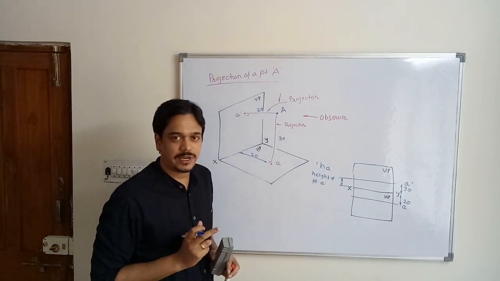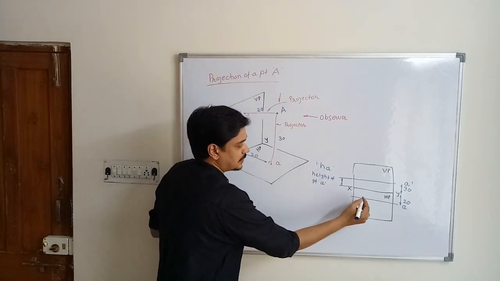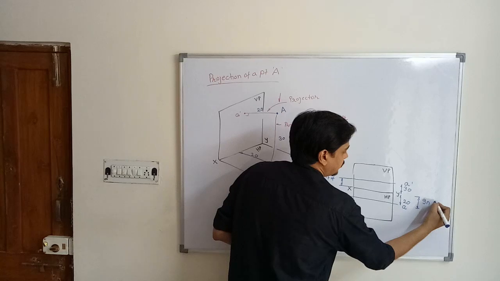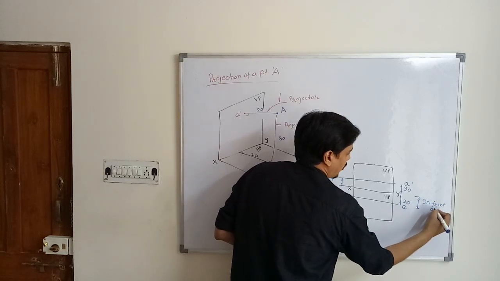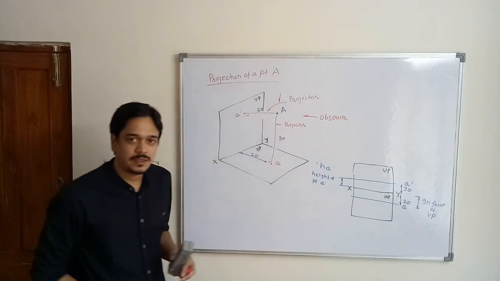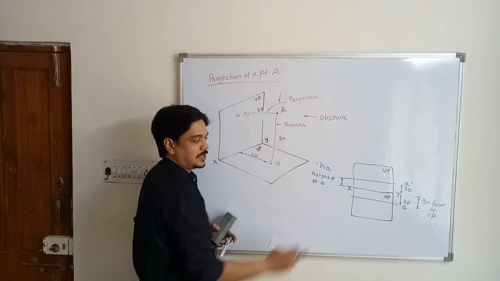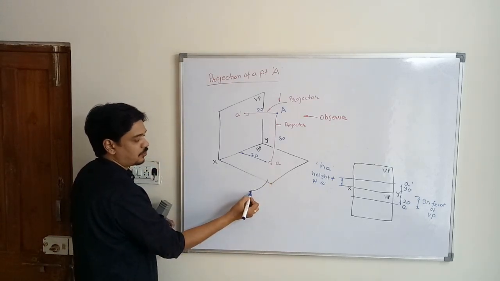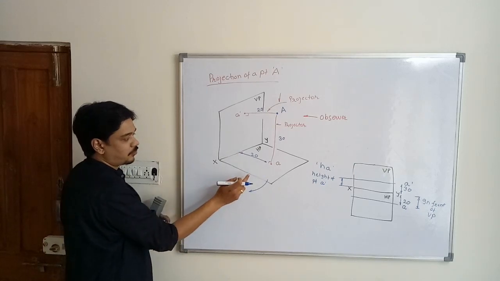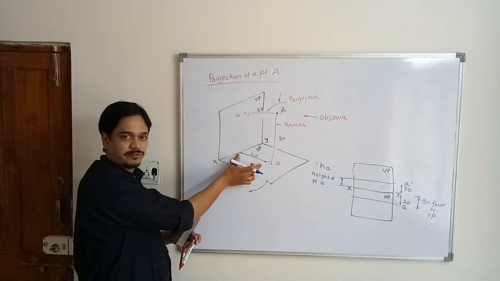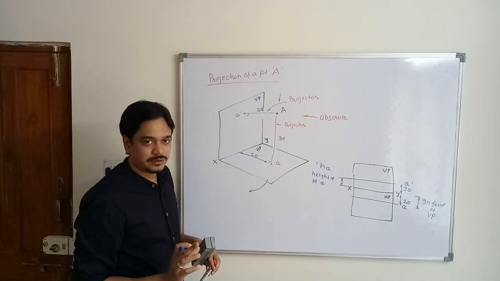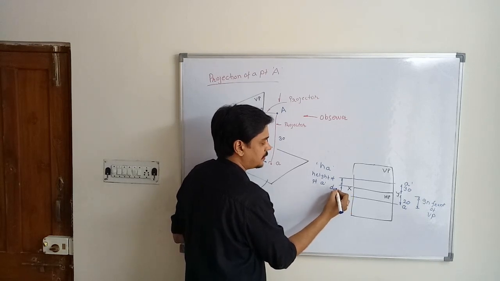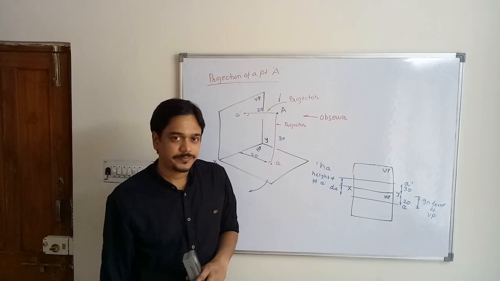represented by HA, that is, height of A dash. Similarly, this distance is called in front of the vertical plane. This distance is called the in front of vertical plane distance. That is, this point will be rotated over here. Similarly, this distance will be rotated over here. So this in front of VP distance will become the depth here. So one is termed as the height of point A, the other will be termed as the depth of that point.